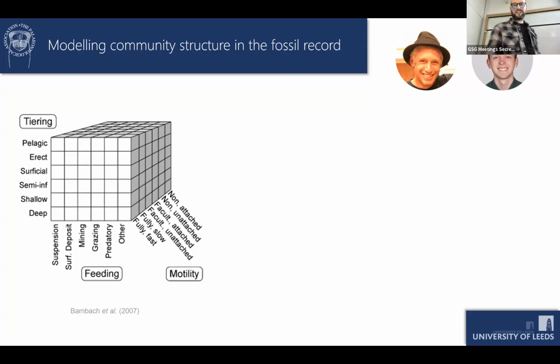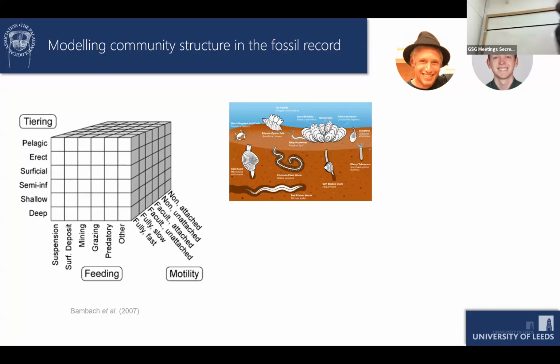So the traits we have are tiering. Tiering is where an organism lives, whether it's within the sediment, on the sediment, or swimming around in the water. And in terms of trophic ecology, this defines encounter rates quite well. To eat something, you've got to encounter it. You've got to live in the same space as it. Then feeding, so how an organism actually acquires its food.